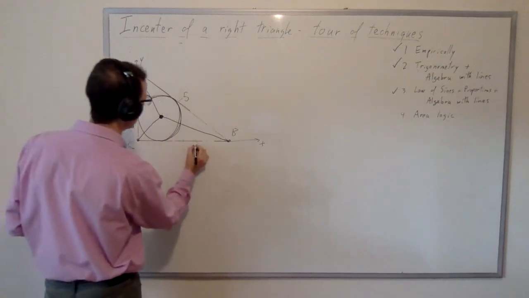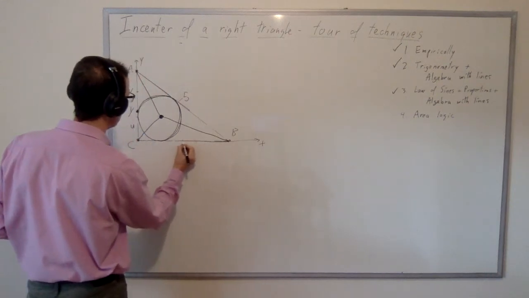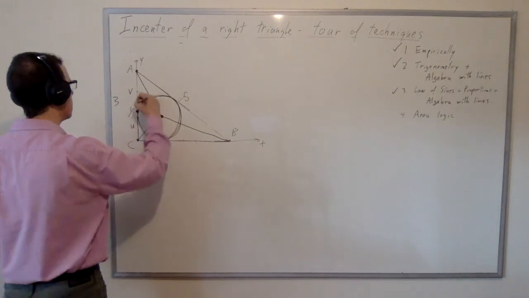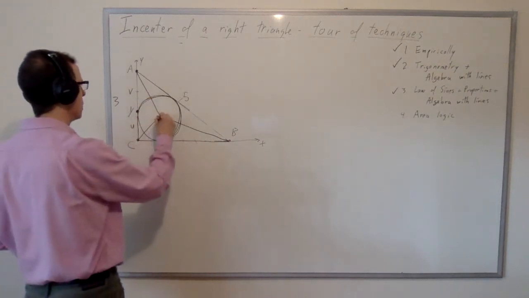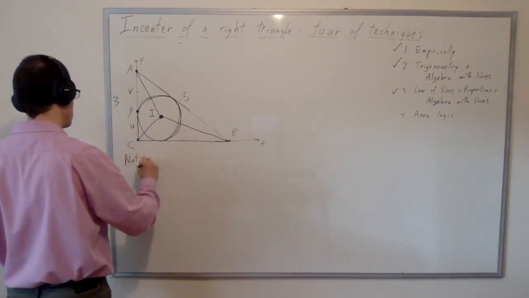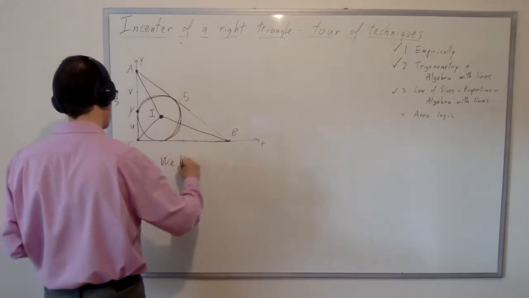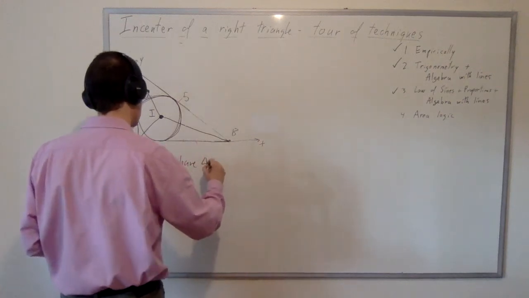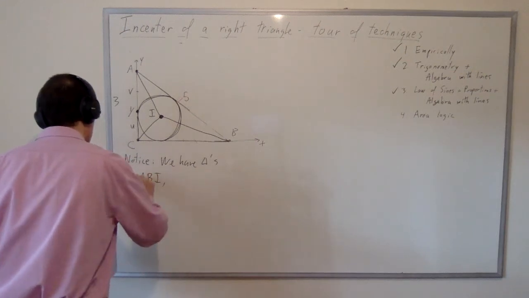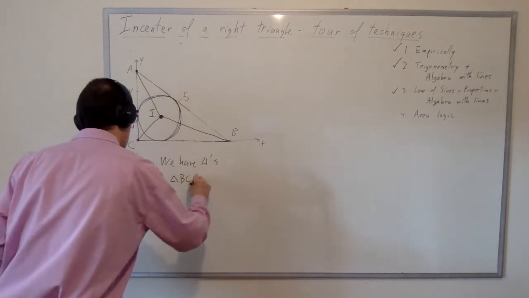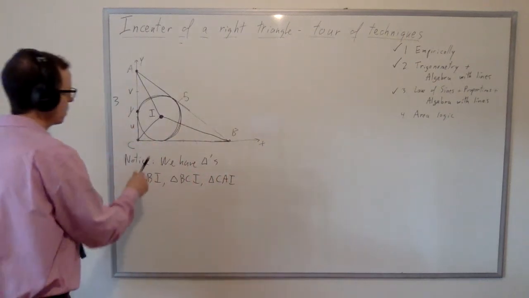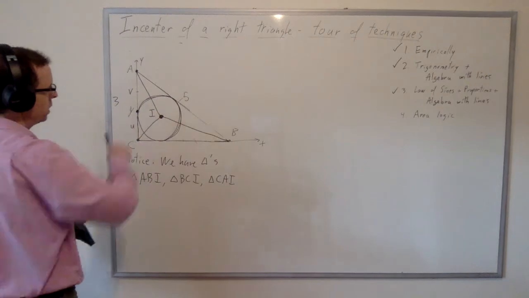So here we have the original triangle ABC, and if I draw the angle bisectors only to the incenter, then I get 3 smaller triangles. So let's call this point I. Then I want to call attention to triangles ABI, triangle BCI, and triangle CAI in this picture. So basically here and here and here.